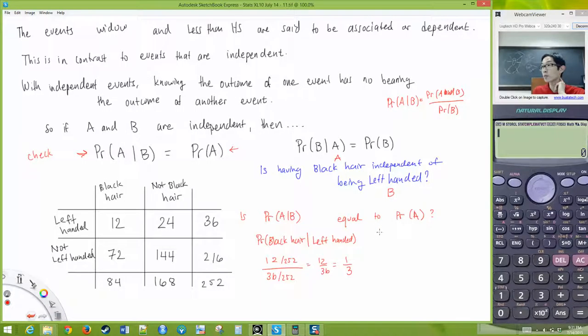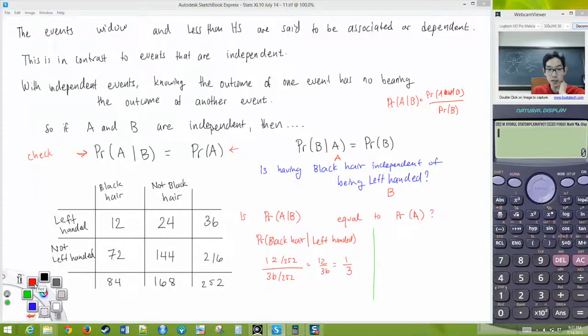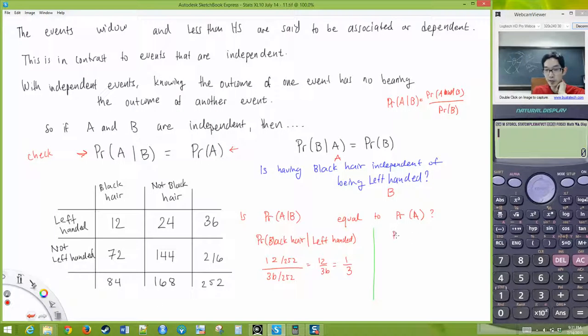Is that okay? And we want to know, is this equal to the probability of A? So what's the probability of black hair? If I pick someone at random from this table, what's the probability this person has black hair? What's the fraction I would use? How many people have black hair? 84 divided by how many people total? 252. And if I did my addition and division correctly, this should be 1/3.